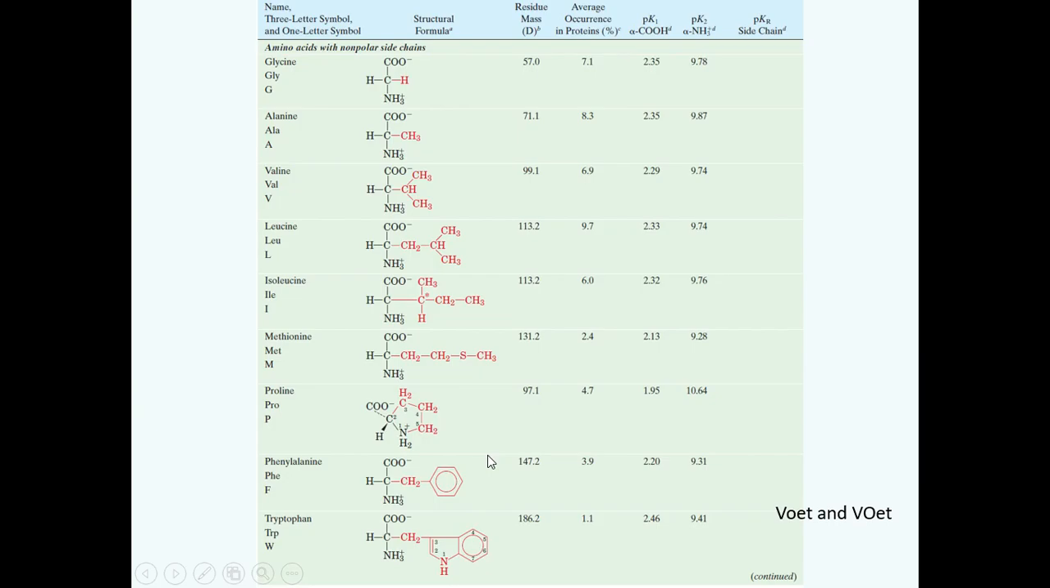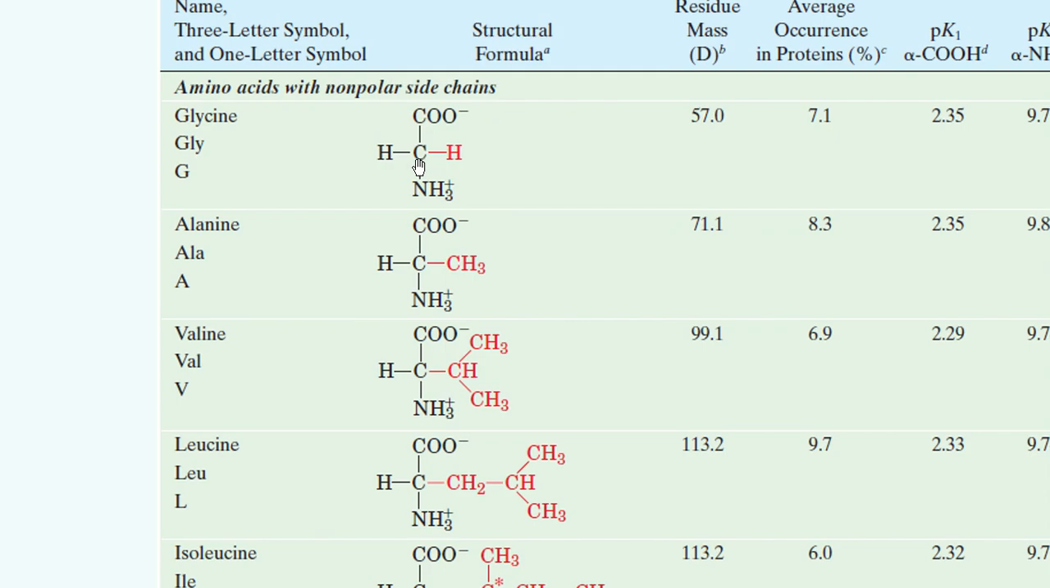This is a table from Voet and Voet, and this table shows some of the important amino acids. We're now going to look at the structure of these amino acids one by one. So the first one shown here is glycine.